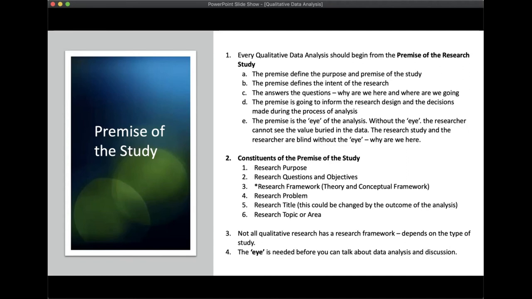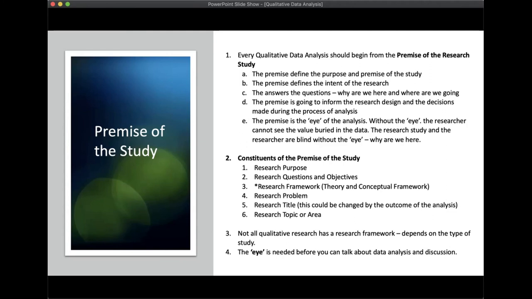And even what defines that it is valuable is shaped by the relationships and variables that you sought to understand, or to explore, or to explain, or to describe within your research process. The premise of the study is the eye that is needed before you can talk about data analysis and discussion. Now, when you say the purpose of the study, you are defining that after I've done my research problem, and I may have identified about 4 or 5 different problems, these are the ones I want to address, that informs the research purpose.